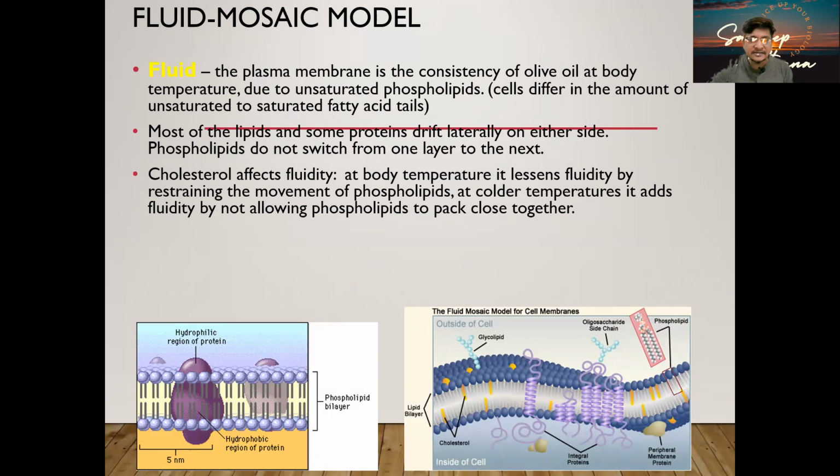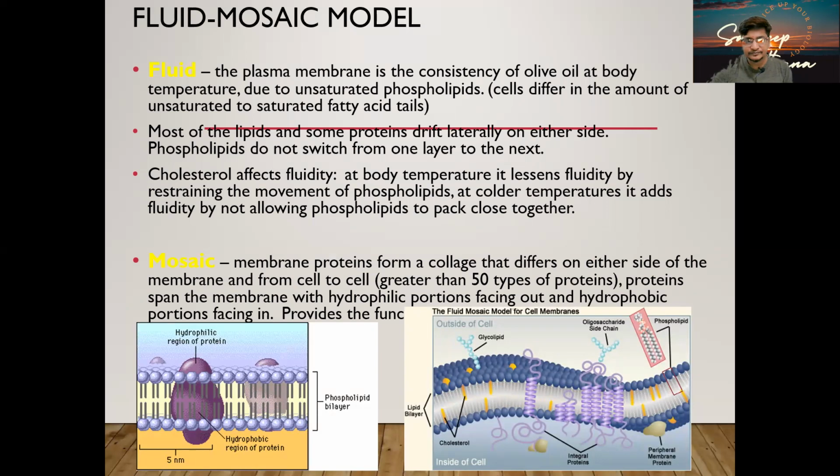Another factor, especially in the animal cell, which controls the fluidity at both low and high temperature, is cholesterol.